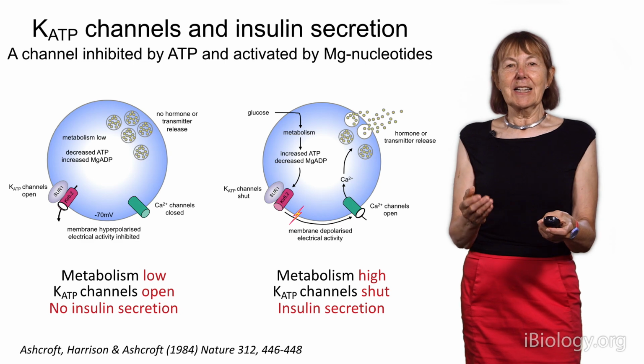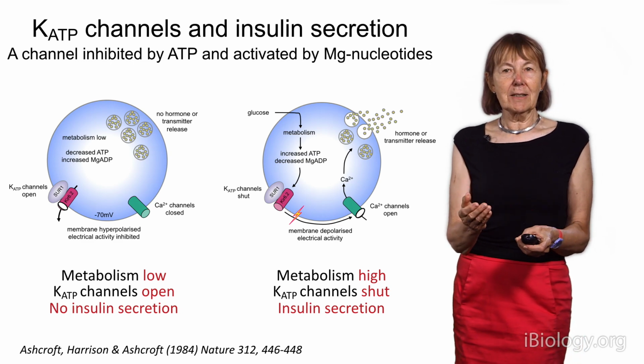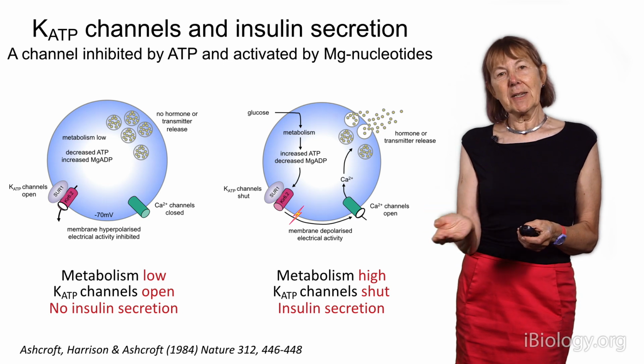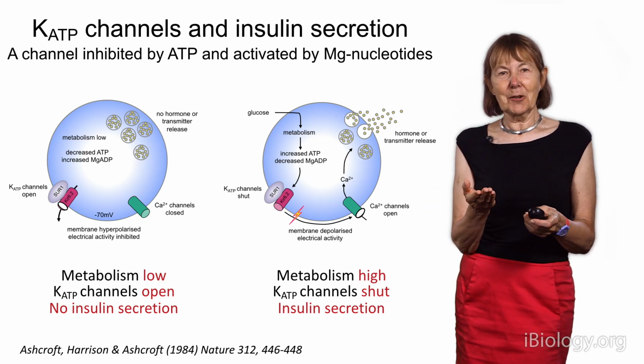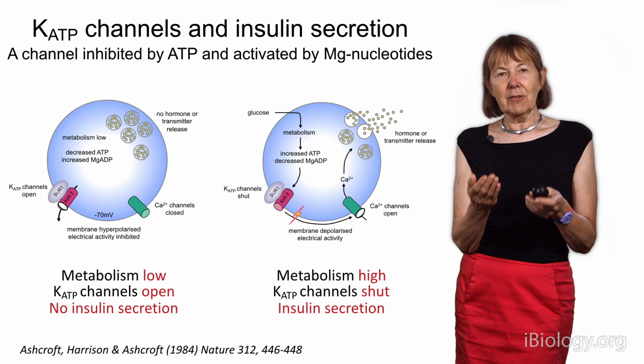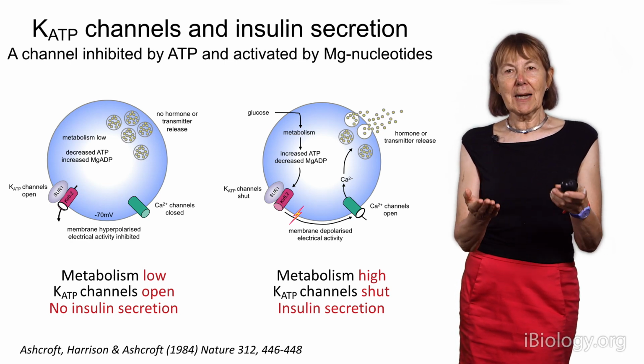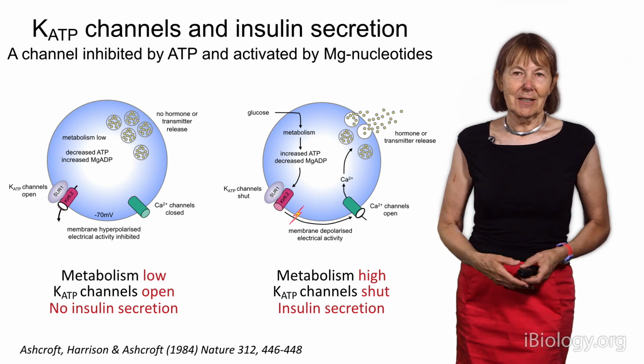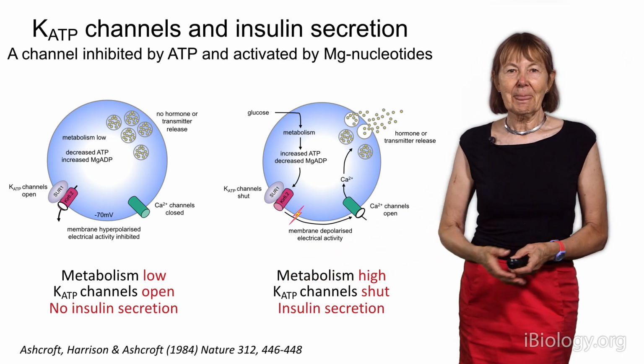And what this does is to keep the calcium channels, another type of ion channel in the cell, closed. And because calcium has to come into the cell to trigger insulin secretion, this means that there is no insulin secretion. So when metabolism is low, the KATP channels are open and there's no insulin secretion, as you see here.